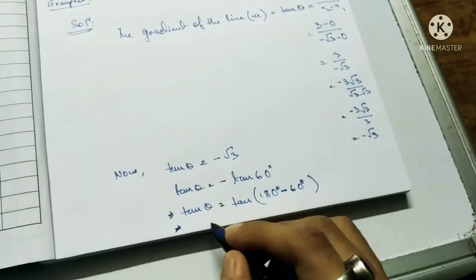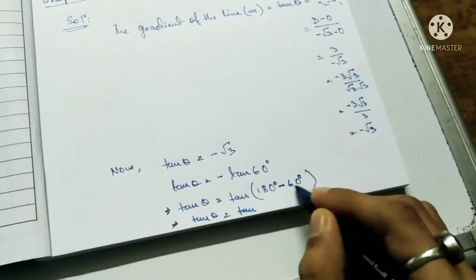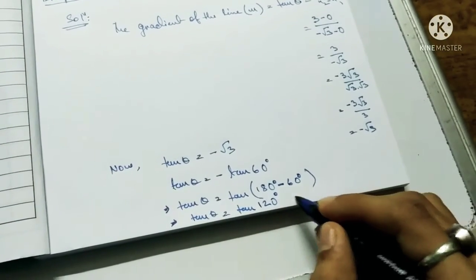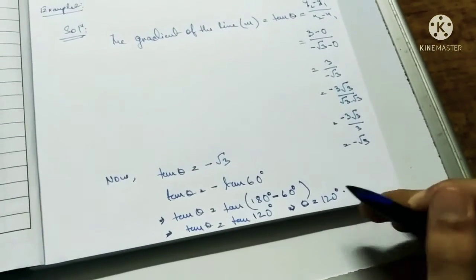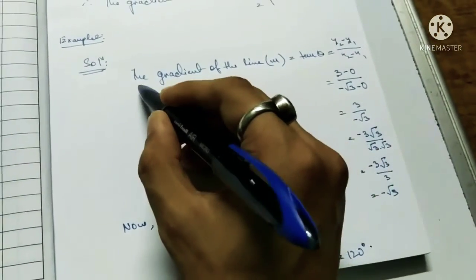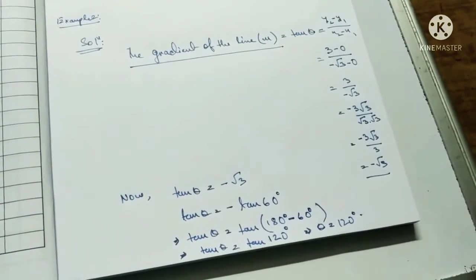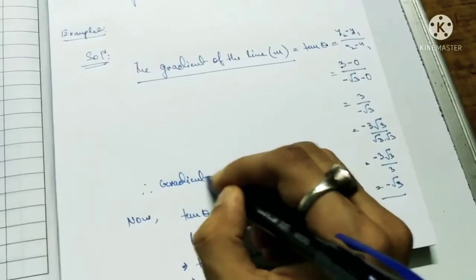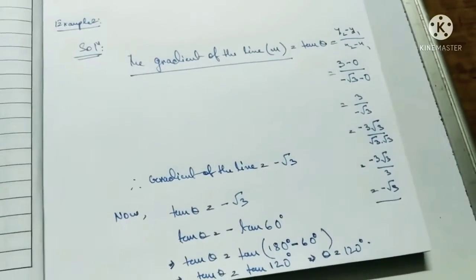Next, tan theta is equal to tan of 180 minus 60, which gives 120 degrees. So tan theta is equal to tan 120 degrees. From here theta is equal to 120 degrees. Therefore, the inclination of the line is equal to 120 degrees, and the gradient of the line is equal to minus root 3. Finished.